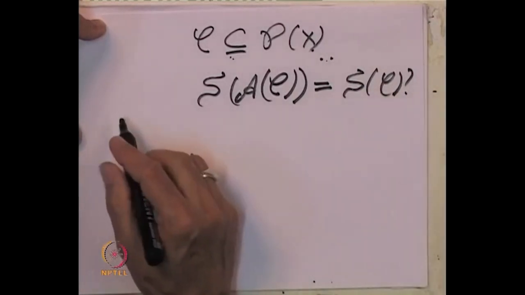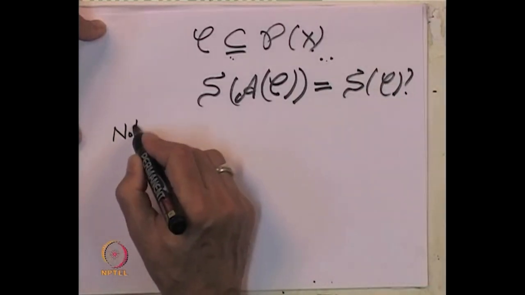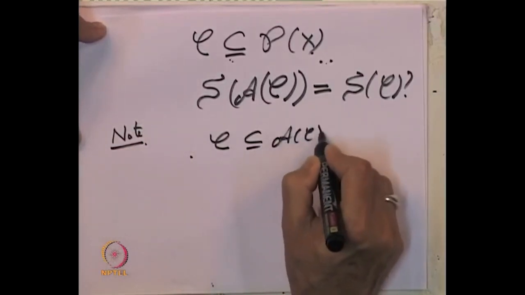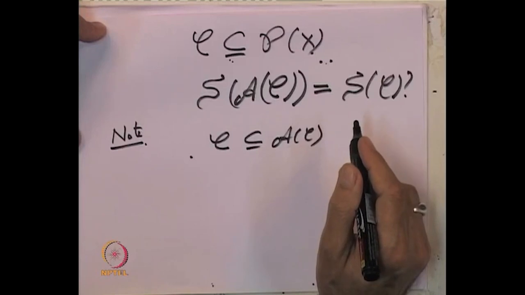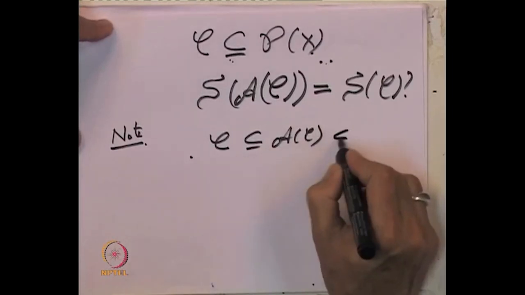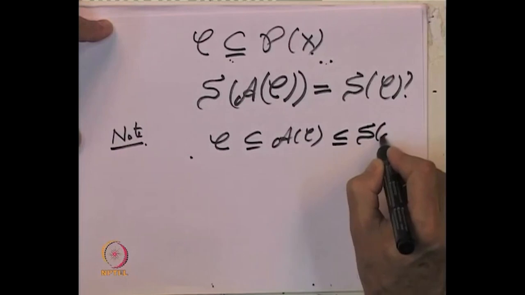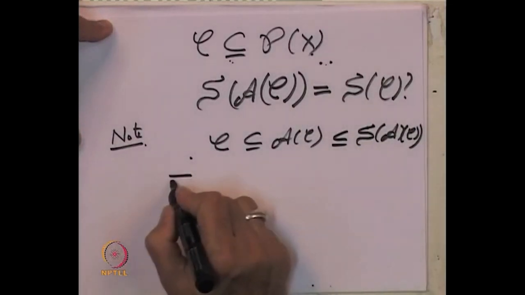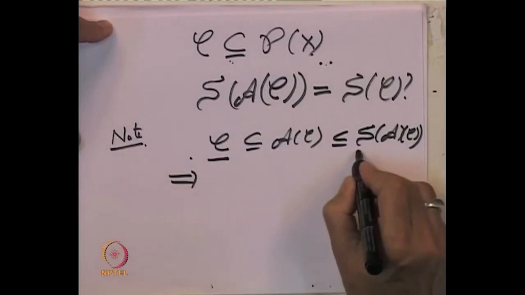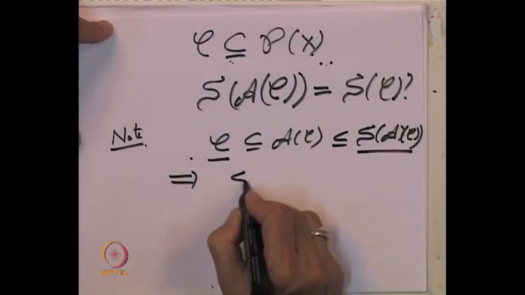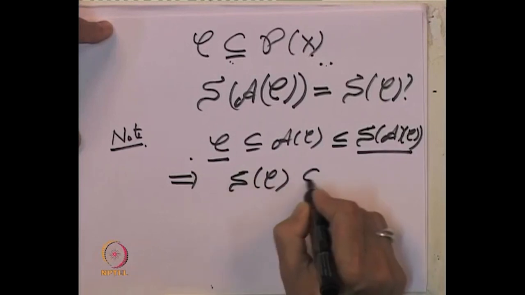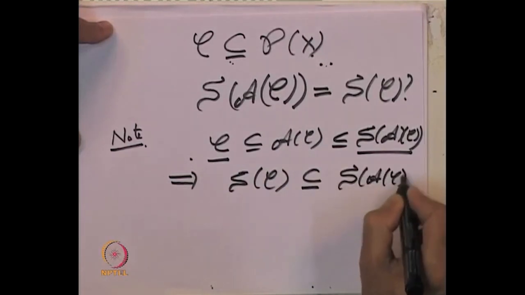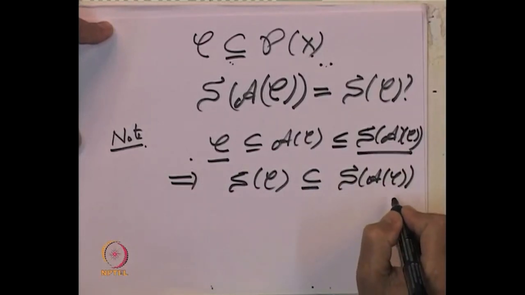So, let us observe. Note, C is contained in A of C, okay, and which is contained in S of A of C by very definition. So, that implies C is the collection which is contained in the sigma algebra. That means the sigma algebra generated by C is contained in the sigma algebra generated by the algebra generated by C. So, that proves one way.